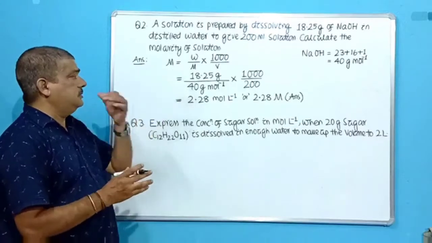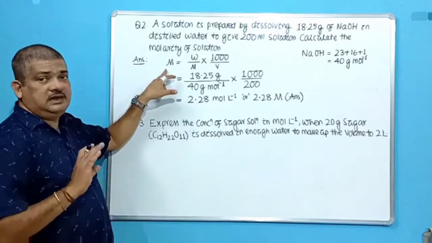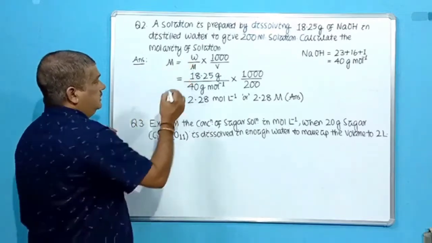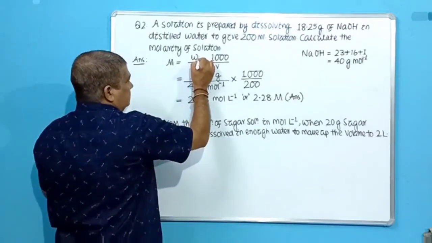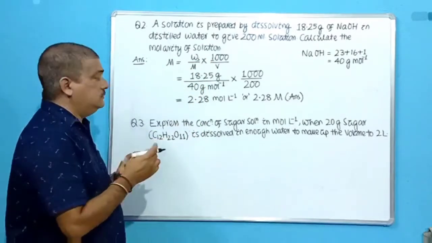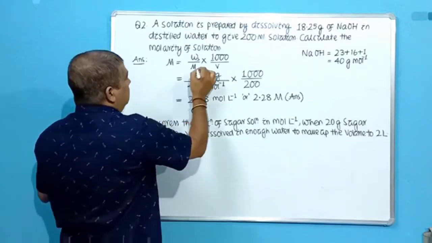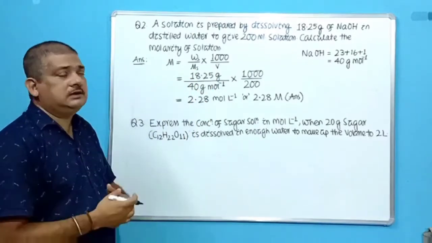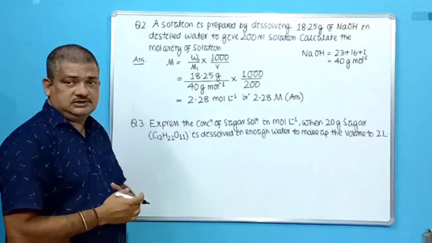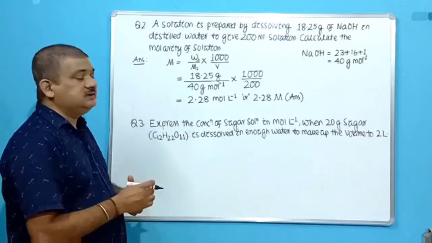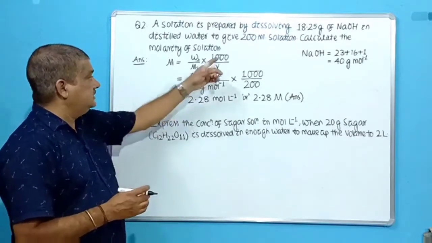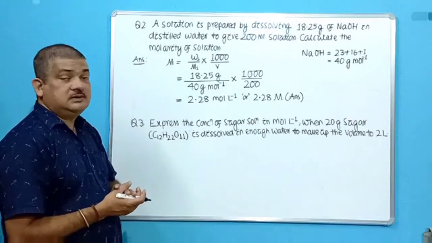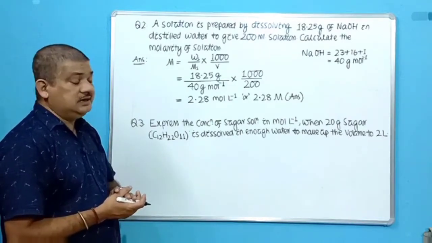Very easy one. You have to remember this formula. Molarity of any solution can be calculated by using this formula. W, you can write it as WS also, that means mass of the solute divided by molar mass of the solute, MS, you write. It will be more clear. So, WS means mass of the solute in grams, MS means molar mass of the solute, then 1000 divided by V, where V is the volume of the solution in milliliter.